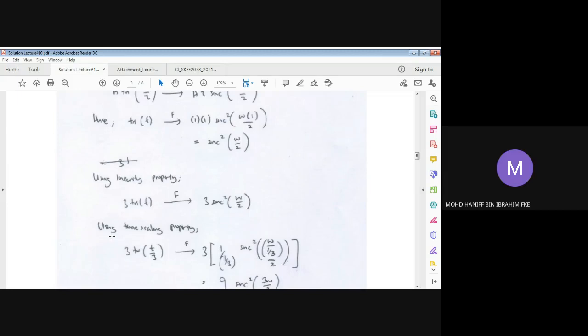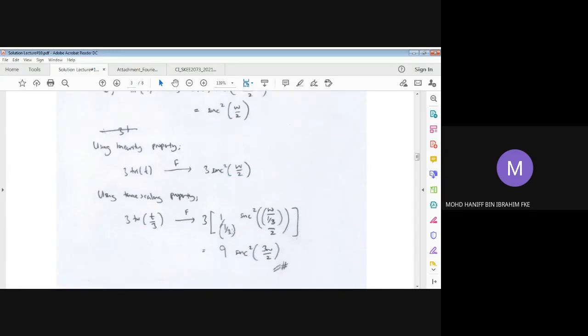Now we can straight away use the time scaling property. We can refer to the notes: when we have 3 triangular t divided by 3, we are going to get 1 over A. Imagine that our constant A is equal to 1 over 3. A will be equal to 1 over 3. So for that, its Fourier transform will be 1 over A, with A being 1 over 3, times sinc squared of omega divided by A.